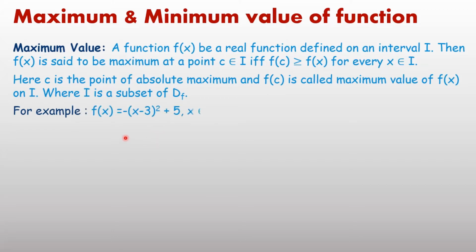For example, f(x) equal to minus (x minus 3) whole square plus 5. Here we can solve it without using a derivative. (x minus 3) whole square, whole square means its value will always be positive. It will never be negative because the whole square is applied here. Therefore, we can say its minimum value is 0 at x equal to 3.